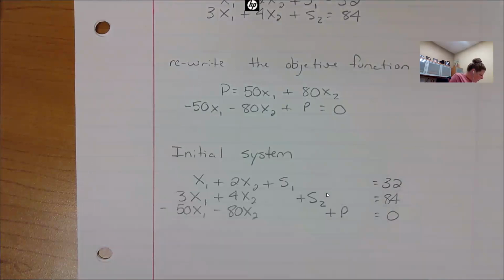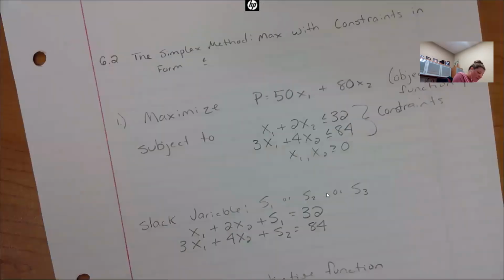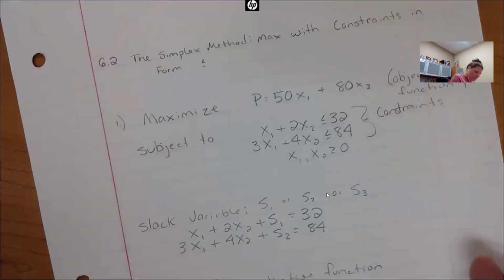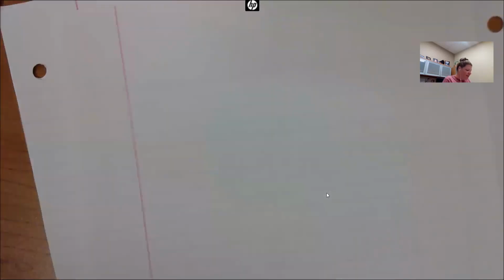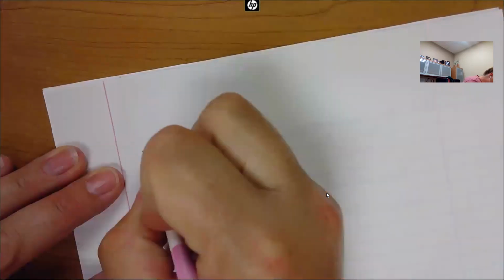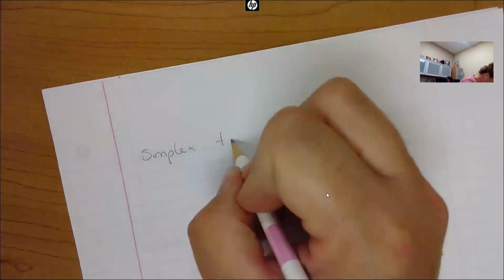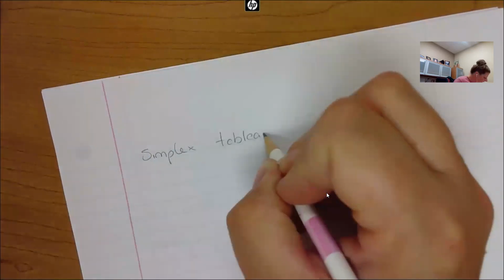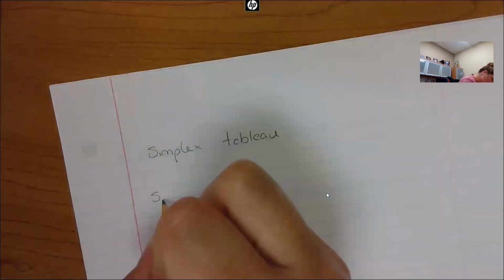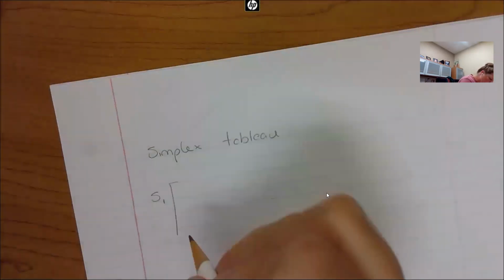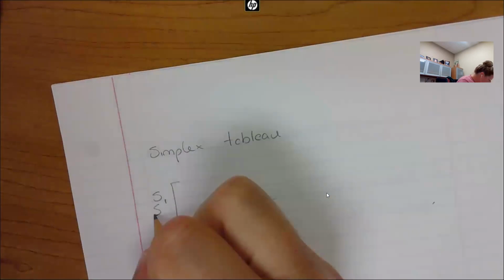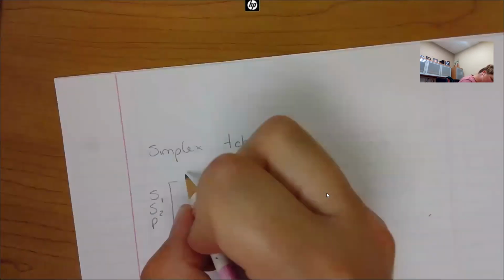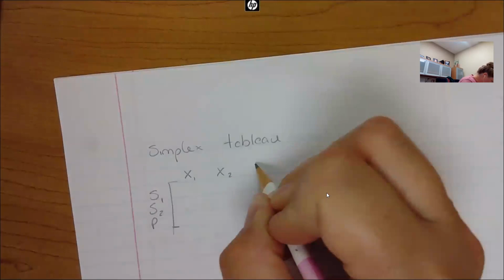Now we're going to go to our initial Simplex Tableau. I can't get the paper to move. Okay, so my initial Tableau is going to look like this. This is your Simplex Tableau. You're going to have your S1, S2, and your P, and you're going to have X1, X2, S1, S2, P.